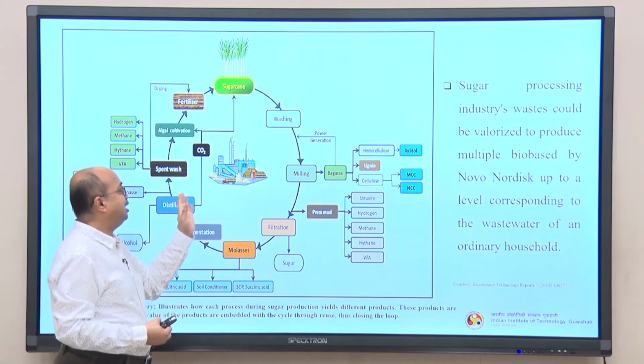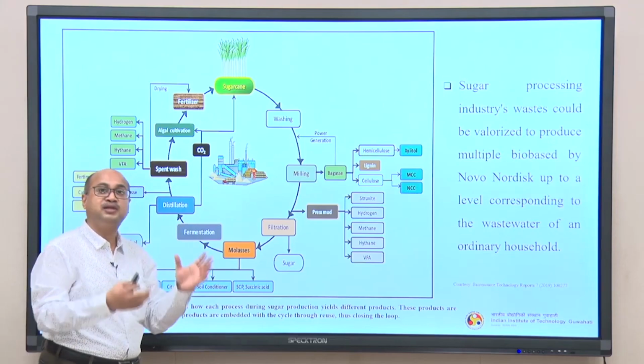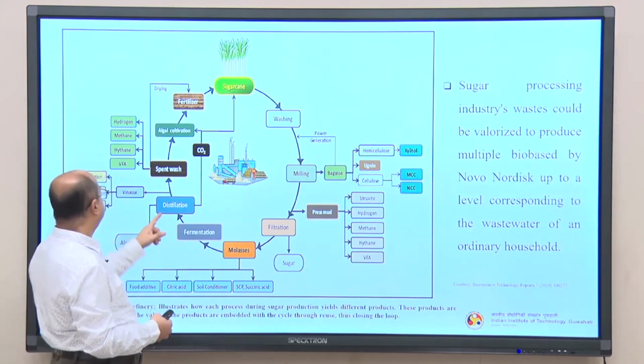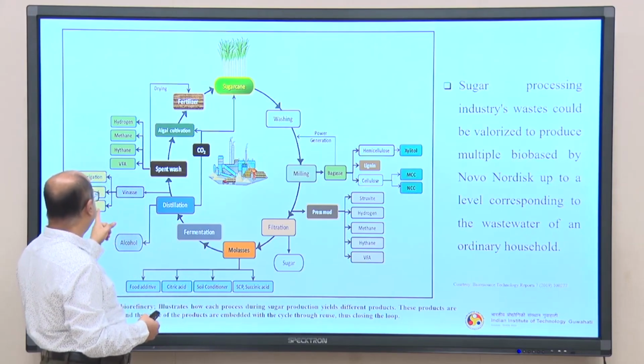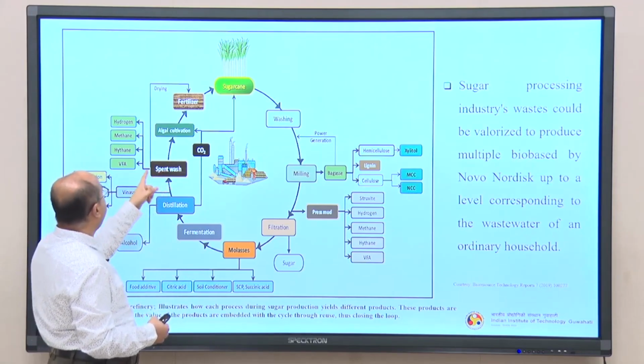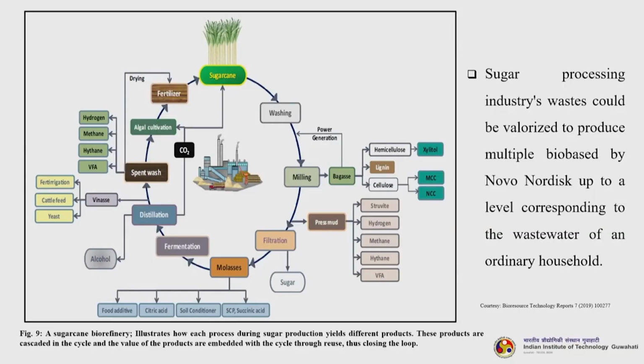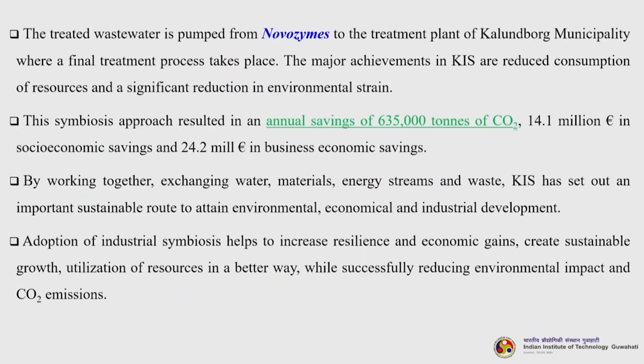Carbon dioxide is very difficult to trap, so you can trap it and feed it to the algal raceway ponds or photobioreactors. You get vinasse from here, so cattle feed, yeast and all these things. Spent wash can be further processed to get hydrogen, methane, hythane and BPA, just like the press mud. So, sugarcane processing industry wastes could be valorized to produce multiple bio-based products. This is a classic example by Novozymes, Novo Nordisk, up to a level corresponding to the wastewater of an ordinary household. This is a very interesting process where each and every byproduct is converted to some valuable product.